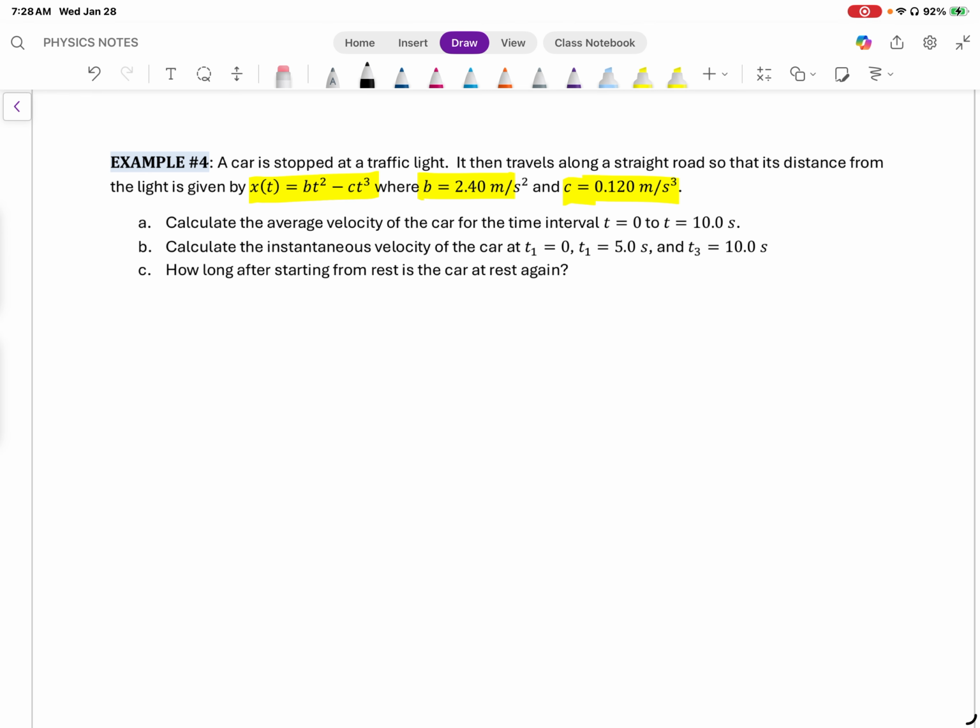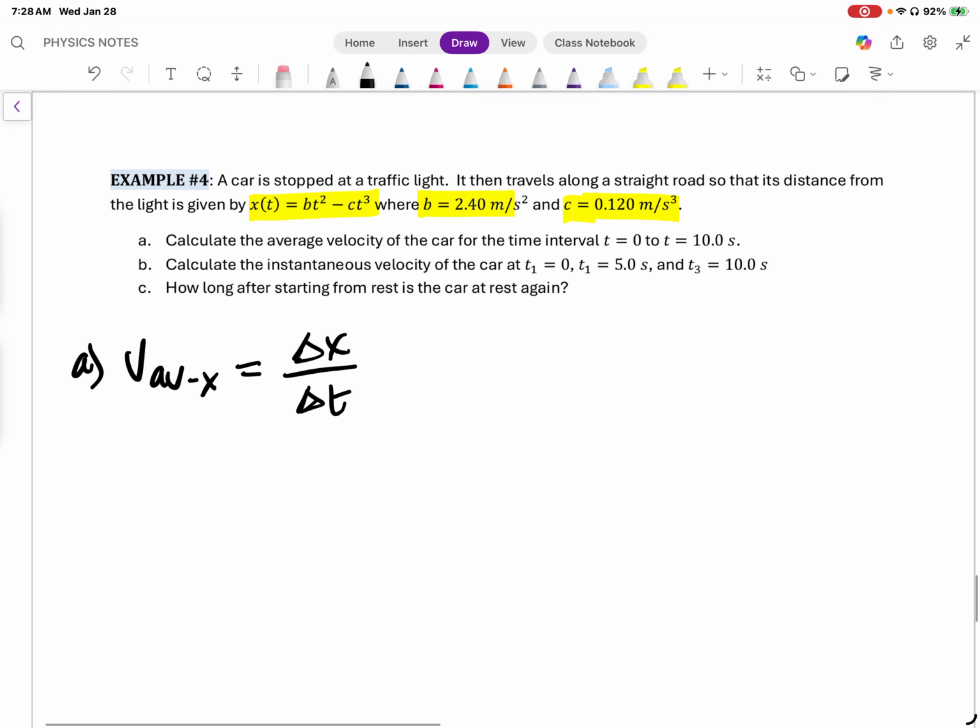So if we have a position function, we can just use our basic definition of average velocity. So v average, and I'm just going to specify in the x direction, is going to just equal my change in position over change in time. We are able to calculate that change in position. So here we want to do that across the time interval. So we're going to do x at time t equals 10 minus x at time t equals 0, right?